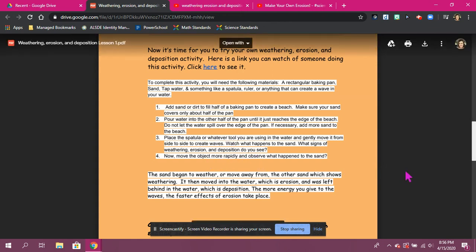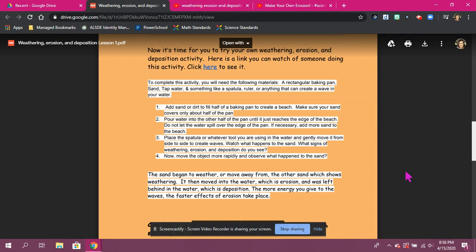I'll go ahead and read those and then you can watch the video. Number one, add sand or dirt to fill half of the baking pan to create a beach. Make sure your sand covers only about half of the pan, so you'll want to make it like a hill. It'll be sloped. Pour water into the other half of the pan until it just reaches the edge of the beach. Do not let the water spill over the edge of the pan. If necessary, add more sand to the beach.